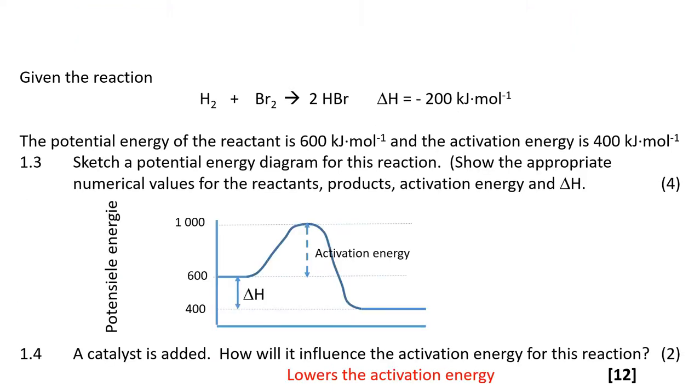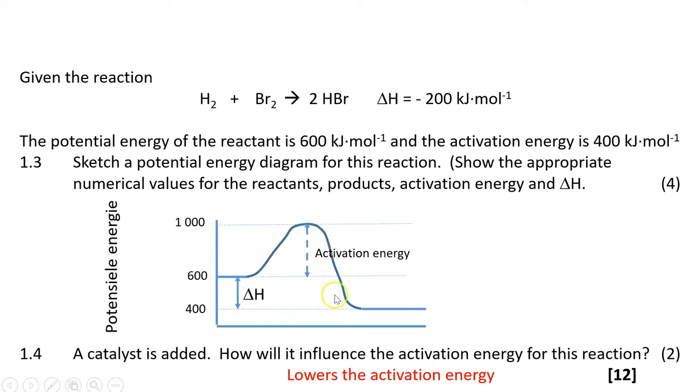Okay. And then they asked me at 1.3 to draw the diagram. They told me that the potential energy of the reactants is 600. So I could start there. And they told me the activation energy is 400. That's why I could just add these two and get up to 1,000. And then I had to sketch the energy diagram.